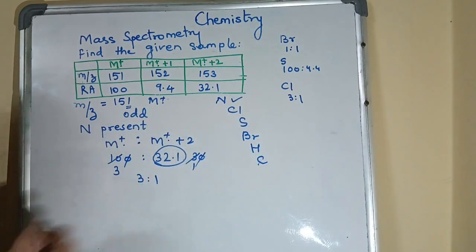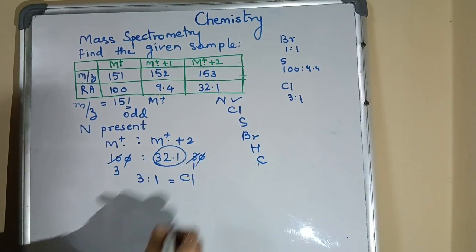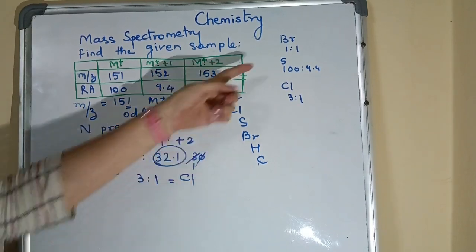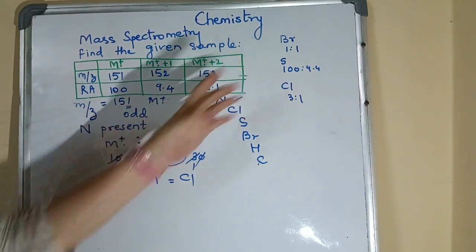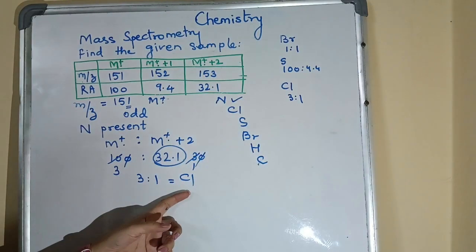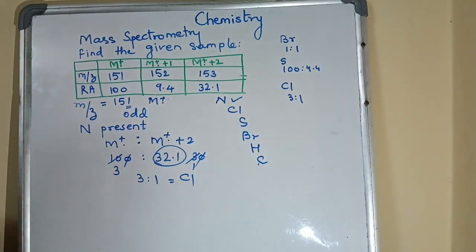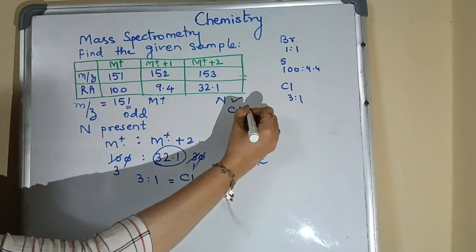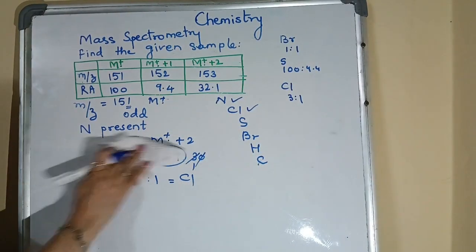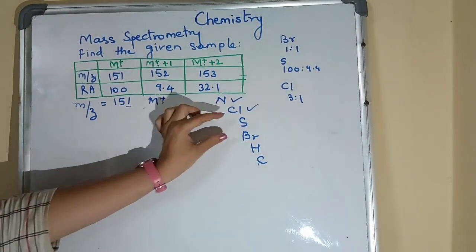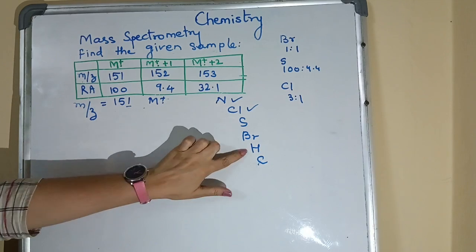If we get the ratio as 3:1, sulphur and bromine are ruled out. So we need not do any calculation any further. We can just say chlorine is present. So we got two things, that is nitrogen and chlorine. Next, these two things have been ruled out. Now let us do hydrogen.